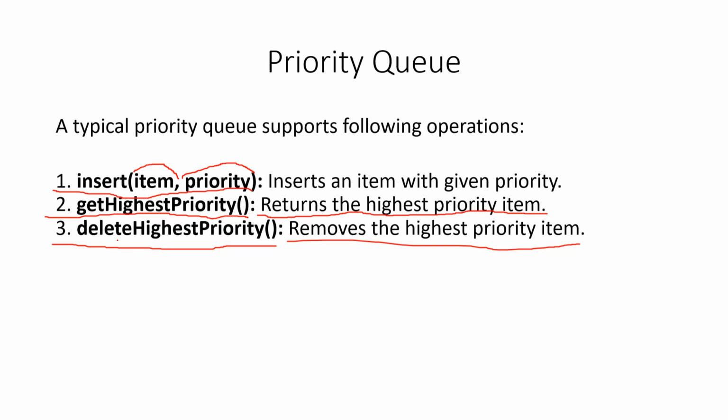So when you call delete highest priority, first it removes the element with the highest priority, then it replaces that element with the second element with the highest priority. So whenever you call this function, this function already knows which element. That's why get highest priority can always spend a constant amount of time.